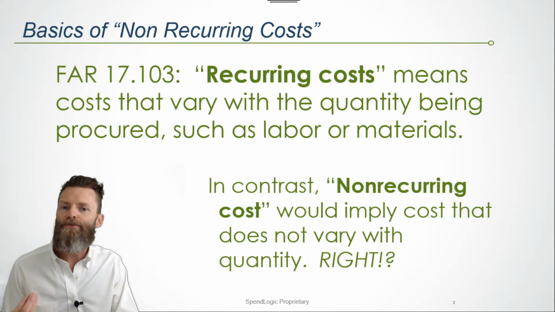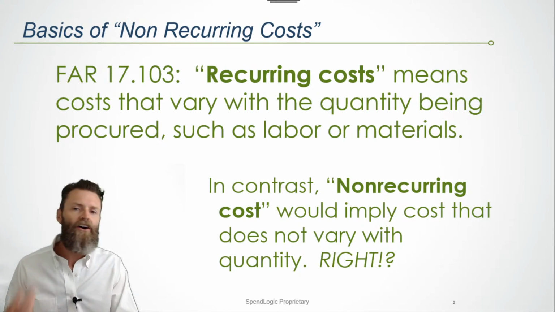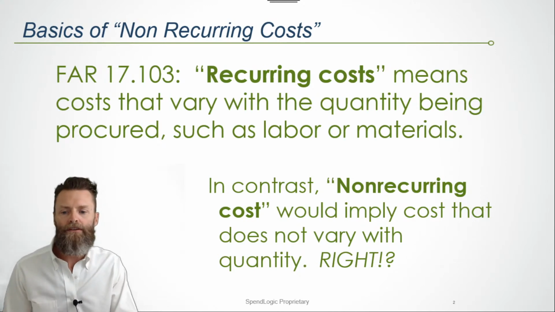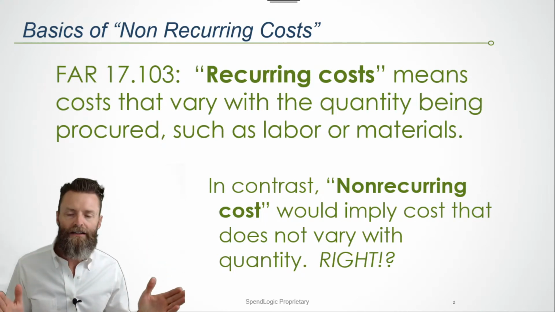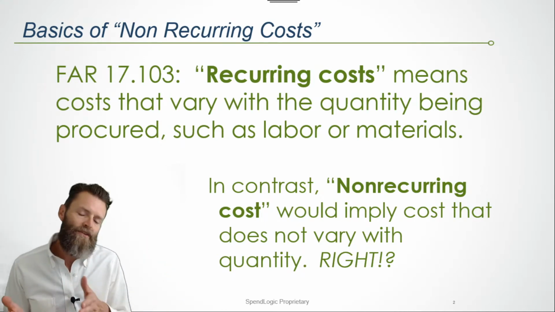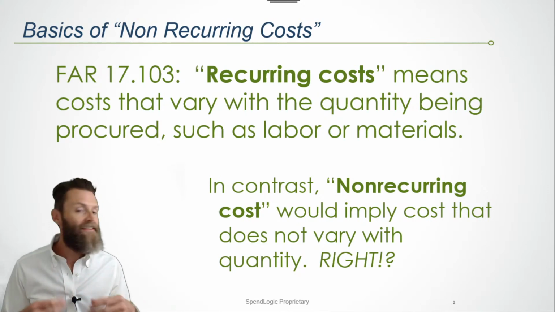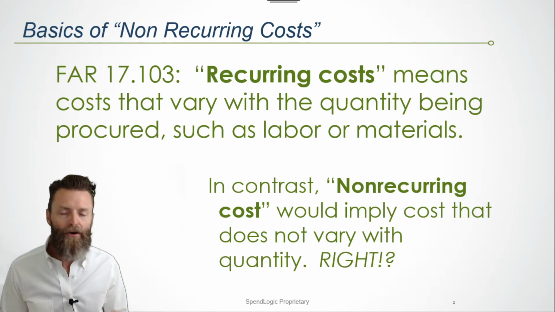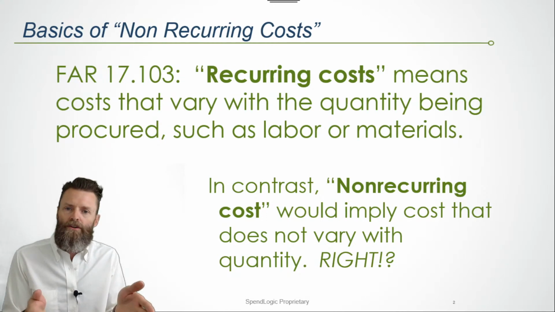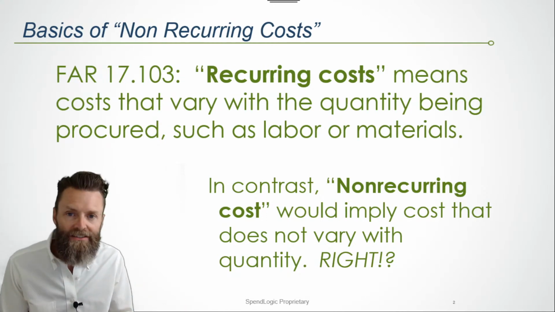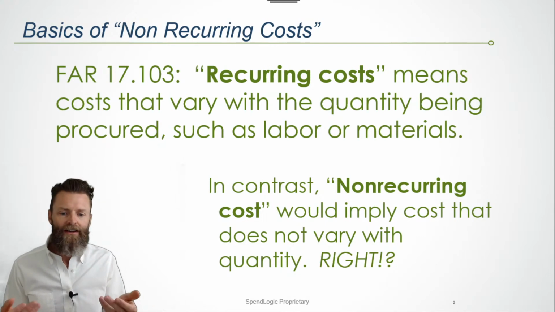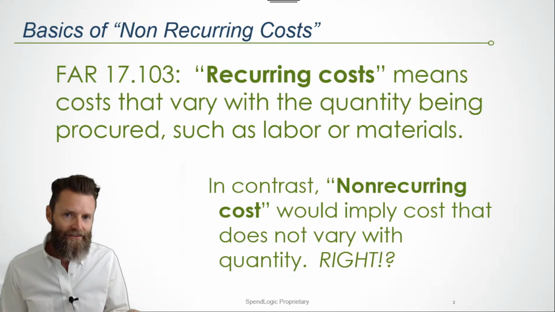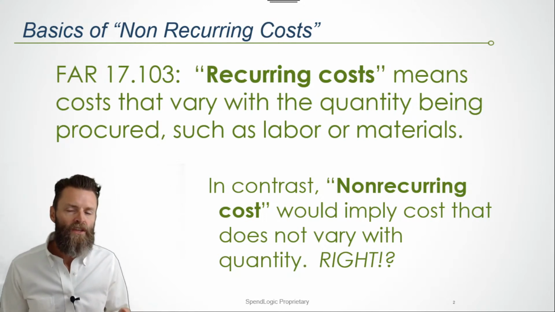In this section, it says recurring cost means any costs that vary with the quantity being procured, such as labor and materials. Okay, that's pretty broad, right? So let's look at the other side of the coin, and this is not what's written in 17.103, but if you look at the recurring cost definition and you say, okay, well, everything else is non-recurring then. So in contrast, that would mean non-recurring costs are costs that do not directly vary with quantity, right? Or they do not vary with quantity.